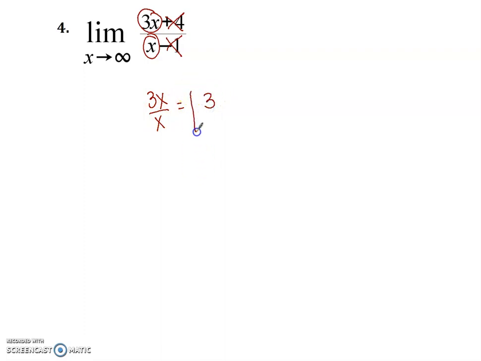That would simplify to 3, and that is going to be our limit, because it's like we're going to have 3 times a really big number, so 3 times infinity over 1 times infinity. These numbers are going to cancel out. That's why it's just 3.